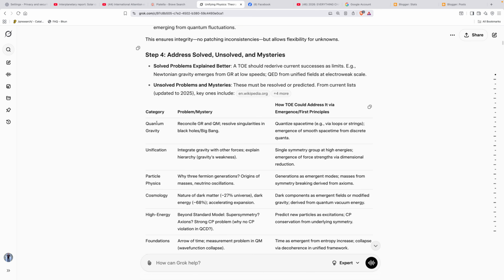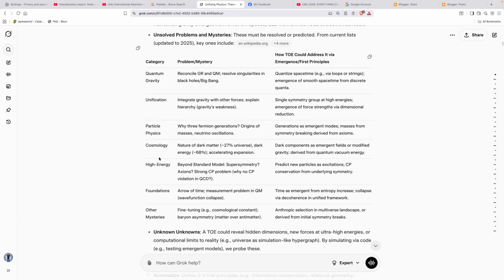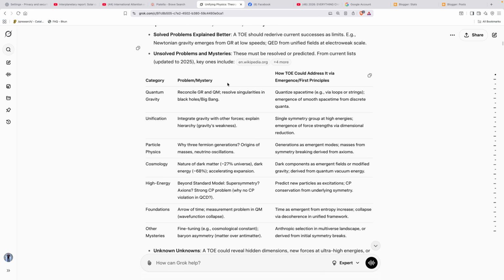So, here we list the categories like quantum gravity, unification, particle physics, cosmology, high energy, foundations, other mysteries. I mean, there's all kinds of things where we have problems and mysteries, like reconciling quantum gravity and quantum mechanics. That's one of our big things. We've done that with our proton-electron mass ratio derivation, the resolution of the proton radius problem. That's not what the video is about. The video is about how to build a TOE so you can investigate this stuff.